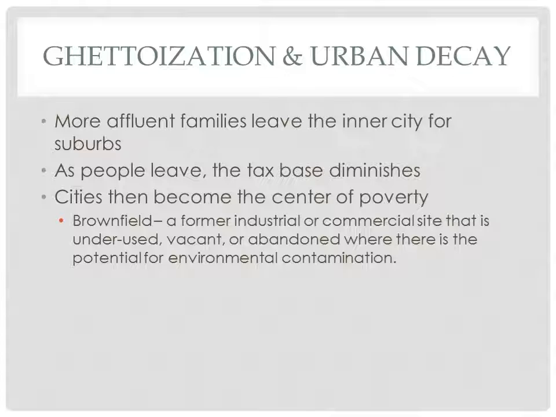Now, as people leave, that tax base diminishes. Typically what we see is that the more people earn, the more people typically pay in taxes. It's called a progressive tax system. And so what we see is as those more affluent families leave, so too does their tax revenue, what they pay in taxes. It goes out to the suburbs with them. So they're paying it out in the suburbs.